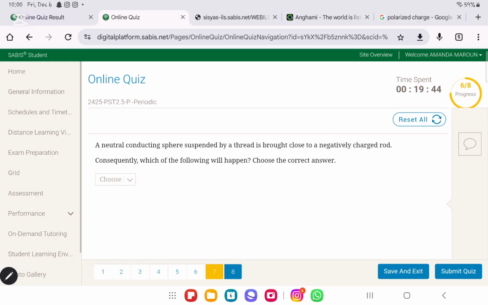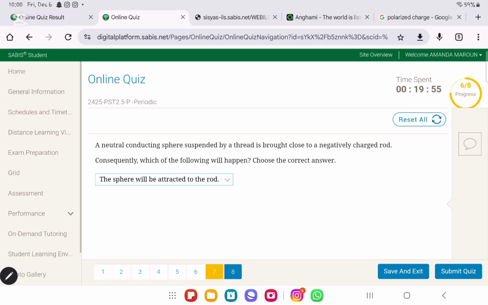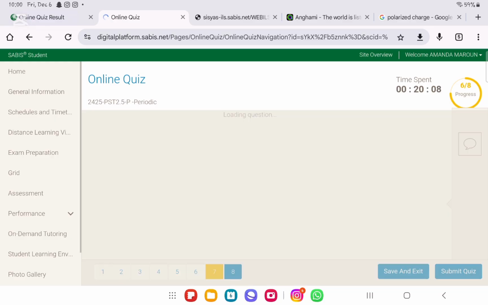Question number 7. A neutral conducting sphere suspended by a thread is brought close to a negatively charged rod. What's going to happen is that the sphere will be attracted to the rod, because as we said, if it is neutral, it can be attracted to either a negatively charged or a positively charged object. Like it will always be attracted to the one it is introduced to first.